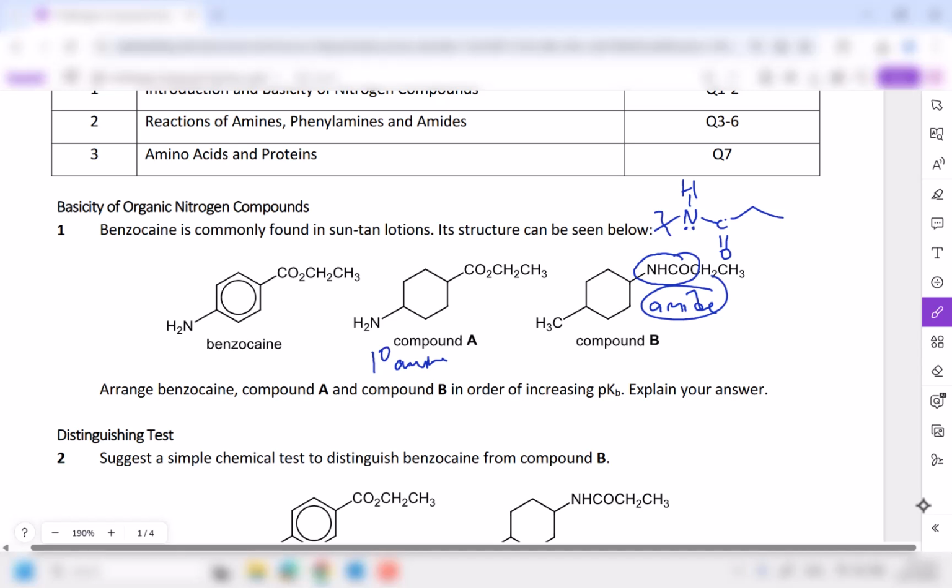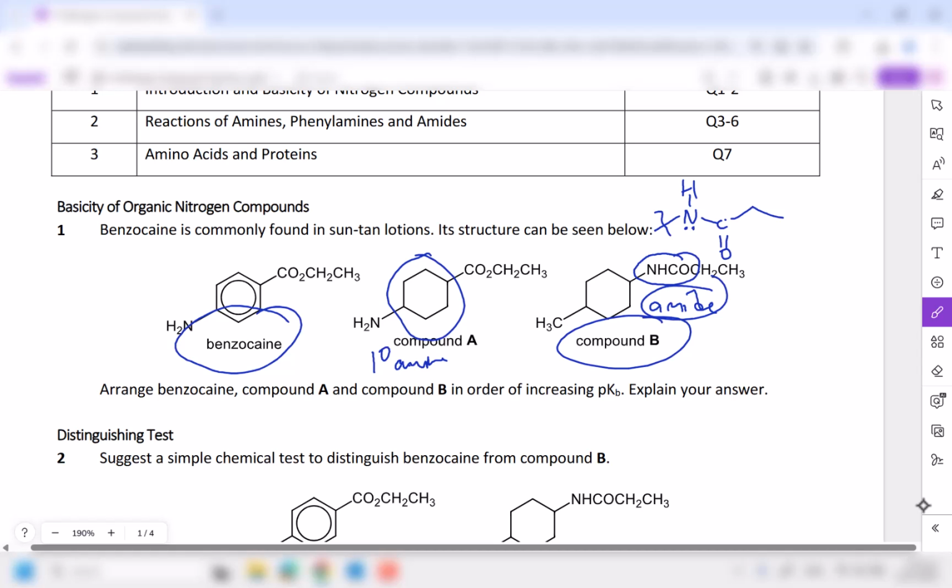For benzocaine, the NH2 is bonded directly to the benzene ring. With that in consideration, the lone pair of electrons on nitrogen can partially delocalize into the phenyl ring. Although it is partially delocalized, it is still a stronger base than the amide. So benzocaine is expected to be a stronger base than B. Compound A is a primary amine. You have this huge cyclohexyl group, which will partially donate its electron density towards NH2, so the lone pair electron density on nitrogen will be enhanced. So you would expect it to be a stronger base as compared to benzocaine.